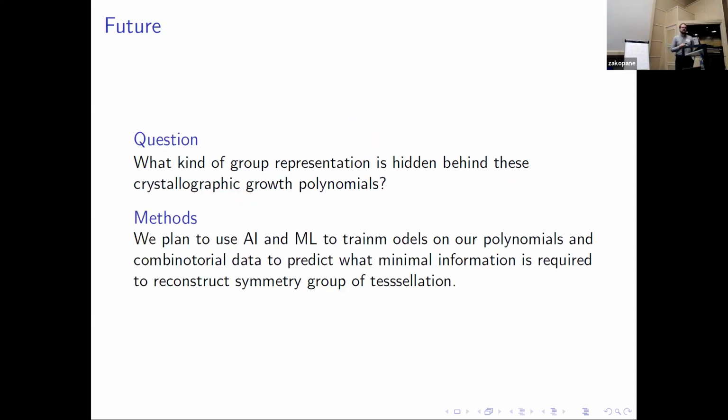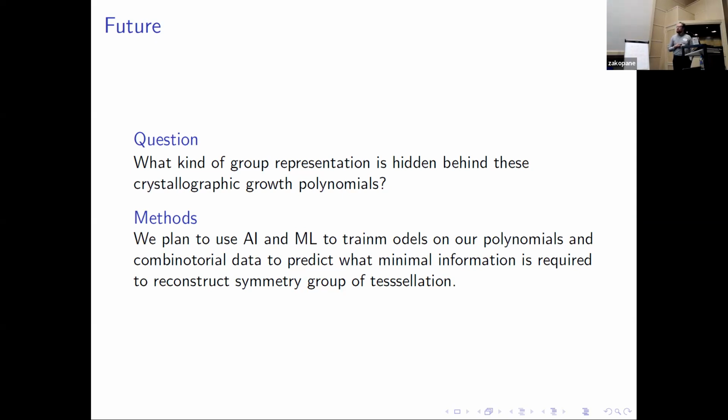So in the future, we would like to find the relation between these crystallographic growth functions, orbit diagrams, and the symmetry group of the original tessellation. It would be great if we could find a nice way to go from orbit diagrams to the space group. We are planning to use machine learning tools. We are going to train a model on our orbit diagrams to recognize the space group of the original tessellations, and we are going to interpret the training results, hoping for some clue based on which we could create a hypothesis and after that create a formal proof.